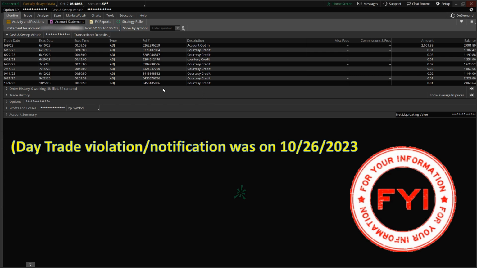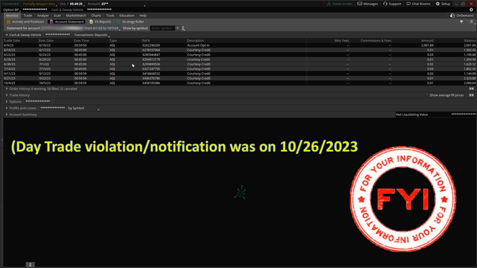So looking here, this account was funded back on June 9th with $2,000. Since then, there's been no additional funds received, as of the last adjustment here, showing for October 5th, of a penny. I don't know what that is. I think it's some sort of dividend or interest or something.